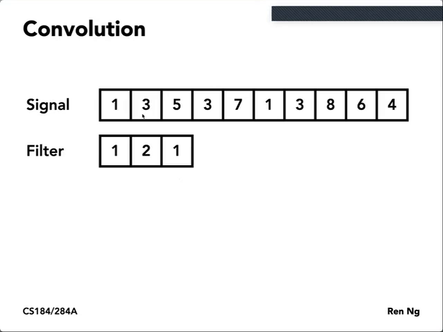I'll do an example first. So if you have a signal, say 1, 3, 5, 3, 7, 1, 3, 8, 6, 4. Okay, so a 1D array of values. And we want to take a 1D convolution with a particular filter. Here, I'll choose the filter to be 1, 2, 1.